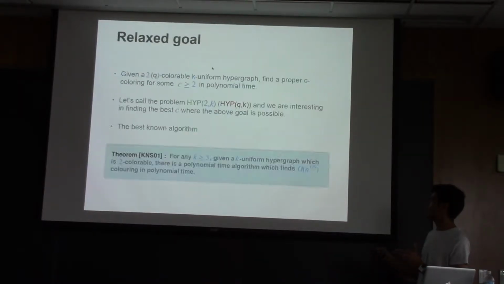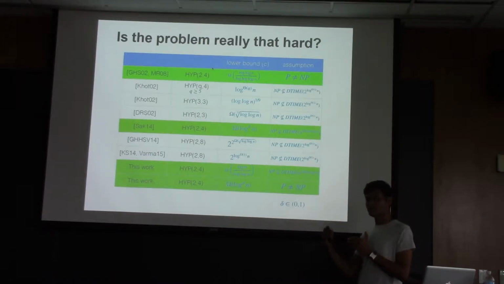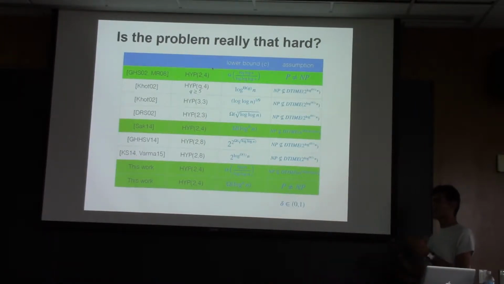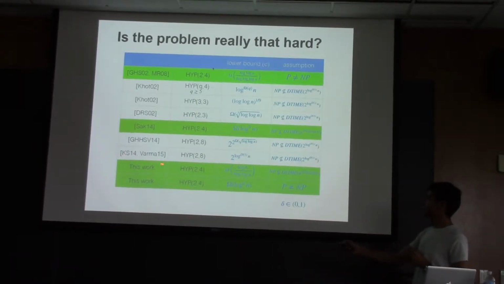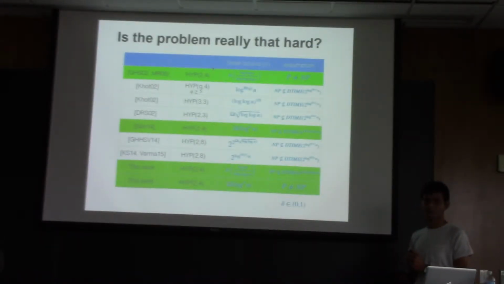If you increase the uniformity, then proving hardness results is easier and easier. So maybe you can show that given a 2-colorable 100 uniform hypergraph, you can't color it with say poly n colors? That would be nice to show. In this respect, there is the result by Saket and Verma, which shows that given a 2-colorable 8 uniform hypergraph, where the uniformity is 8, you can't color it with 2 to the polylog n colors. Almost approaching the poly n bound.